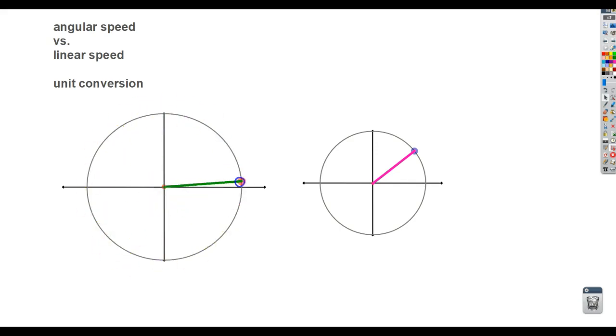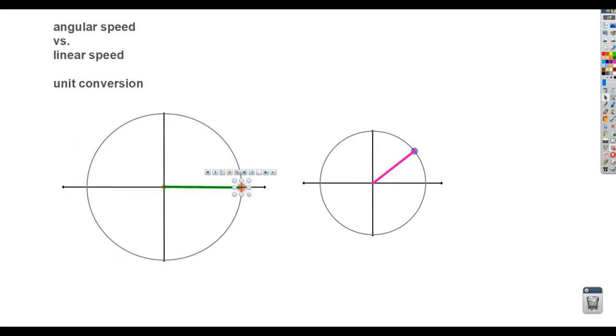So how long does it take? Let's say that was 1 second. Well, how much of an angle did I go? Like 360 degrees, right? If I go 360 degrees in 1 second, 360 degrees, 1 second, 360 degrees, 1 second.